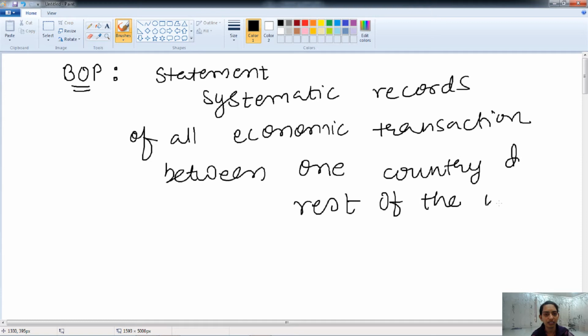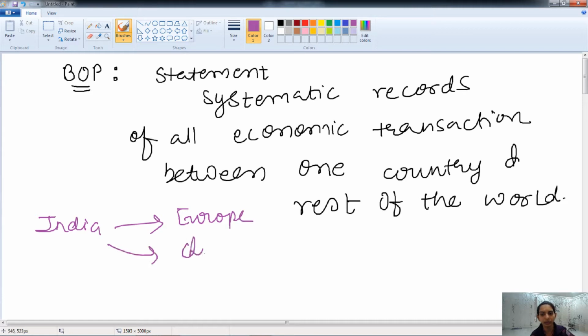The transactions related to this are recorded in the balance of payment statement. It records all the international transactions in a systematic way. For example, let's say India has economic transactions with Europe, then with China, then with the USA. All these transactions are international transactions. The statement where all these transactions are recorded systematically is known as the balance of payment statement.